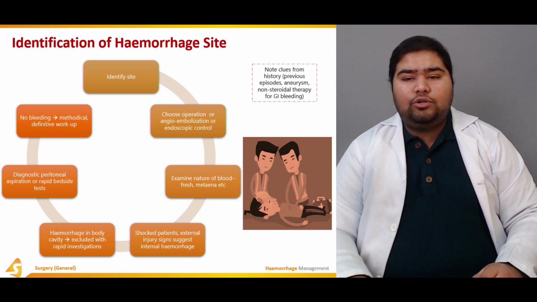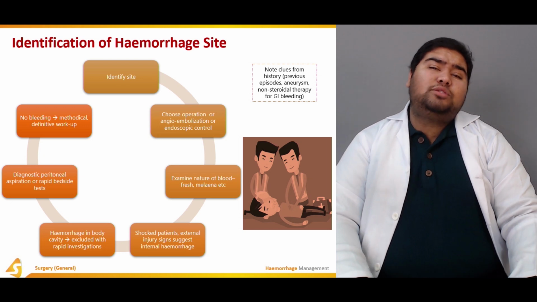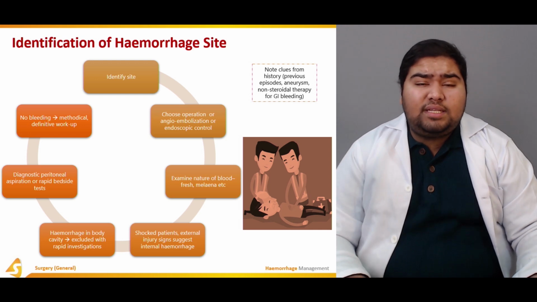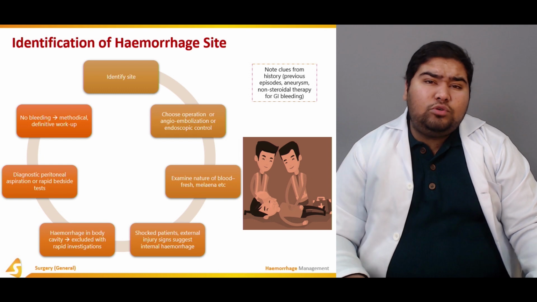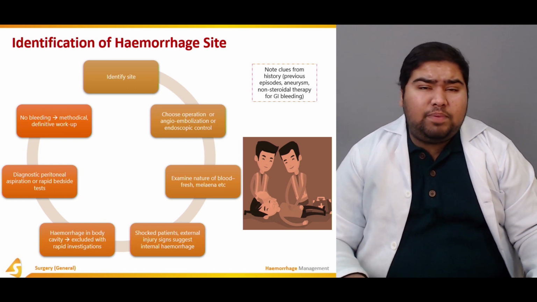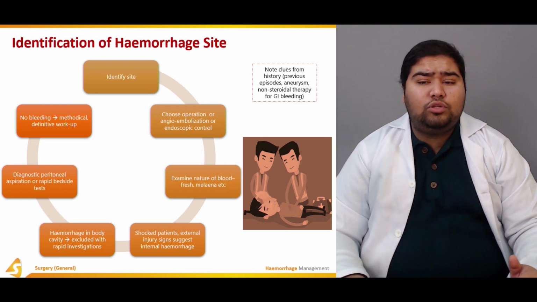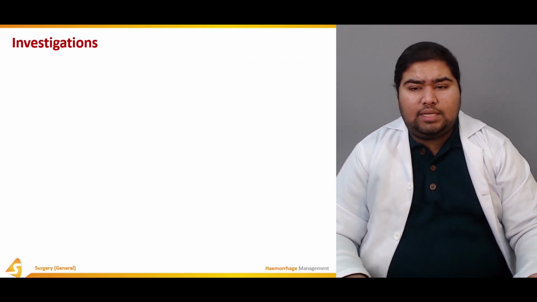Also a very important point is to note clues from the previous history. The past medical history is very important, and you should note clues. You should ask for any previous episodes like these. You should ask for aneurysms or use of NSAIDs for GI bleed.